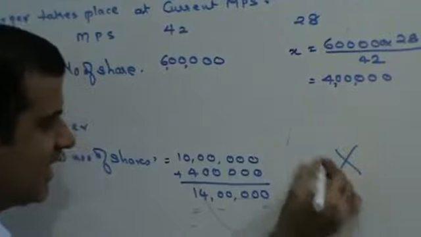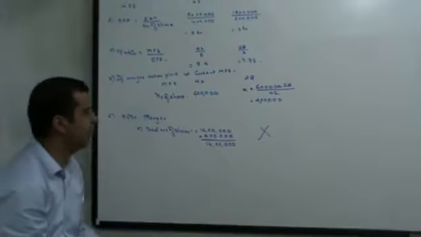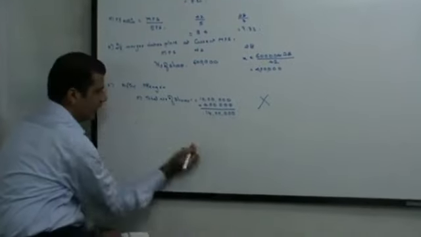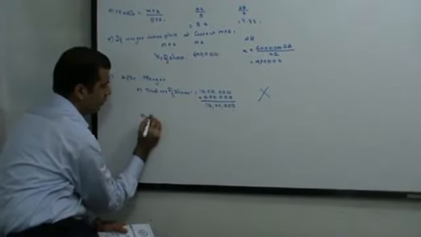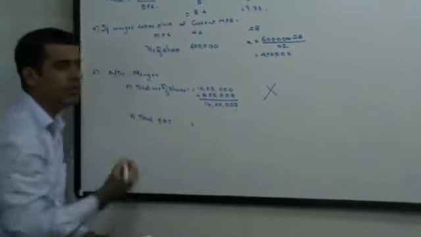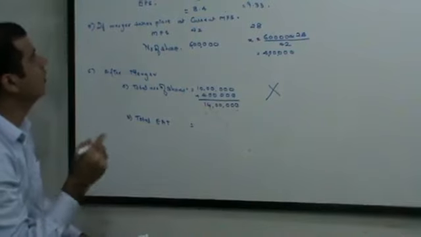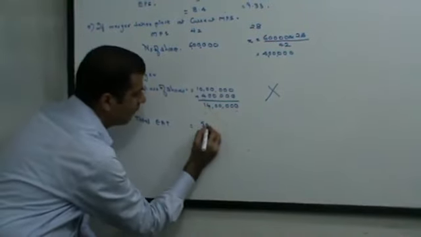Alpha Limited ceases to exist because Alpha Limited has been purchased by Omega Limited. Right? In that case, what will be the total EAT after merger? Omega Limited had its own earning after tax of 50 lakhs.